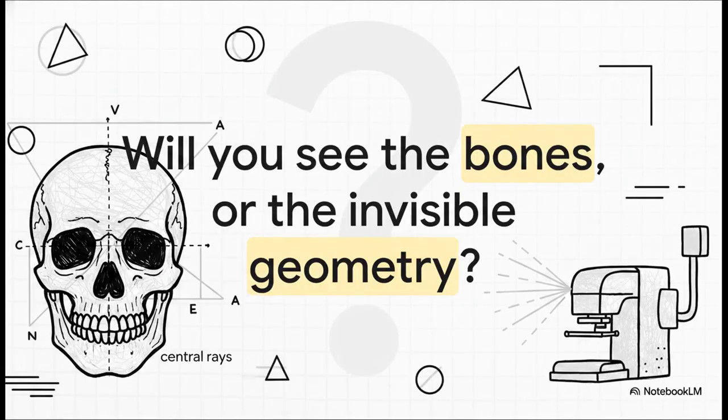We've covered a whole lot of exact measurements, specific planes, and central ray angles today. Honestly, it's just incredible to think about the level of precision happening behind the scenes in a hospital every single day. So I'll leave you at this. Next time you look at a medical image, will you just see the bones, or will you see the invisible geometry that captured them? Thanks for joining me on this explainer, and I'll catch you on the next one.